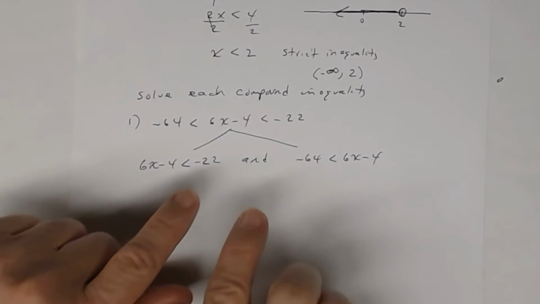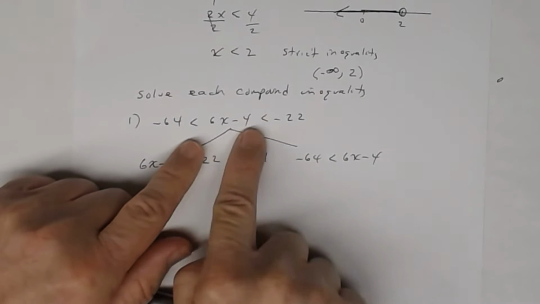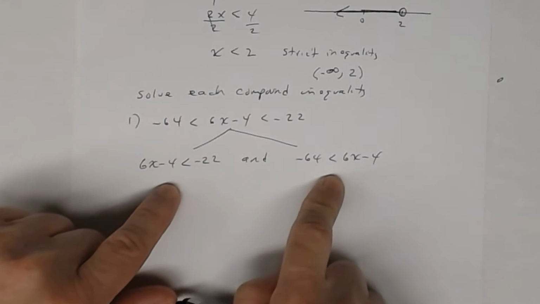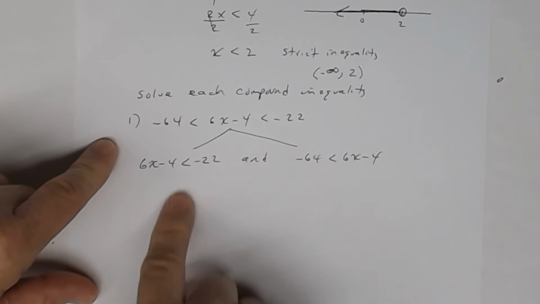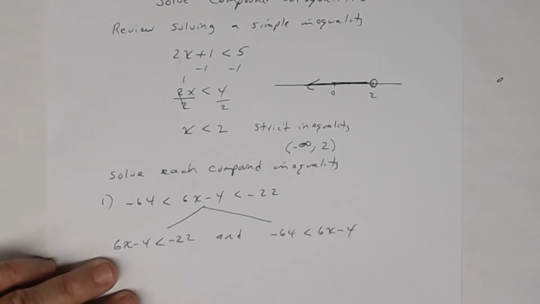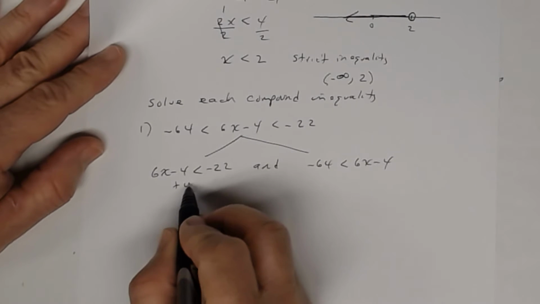All right, now, let's go back to this problem. So I have this compound inequality. I'm going to split it apart into two simple inequalities. And now we're going to solve each of those simple inequalities, just like we did the previous one. Okay, so let's do that. To solve this simple inequality, I'm going to add 4 to both sides.